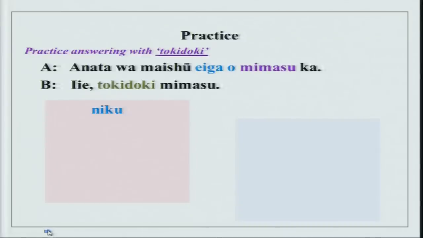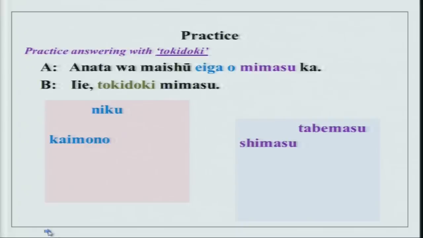So, well, let us see. Anata wa maishu niku o tabemasu ka? Iie, tokidoki tabemasu. Well, another example for you. Anata wa maishu kaimono o shimasu ka? Iie, tokidoki shimasu. So, over here, when you are using this verb shimasu, shimasu will come over here. If you are using mimasu over here, mimasu will come over here.